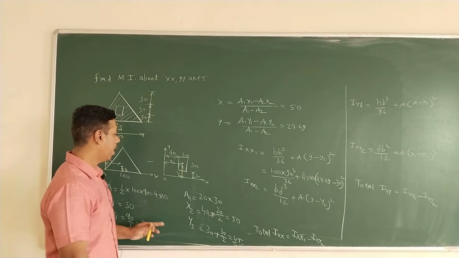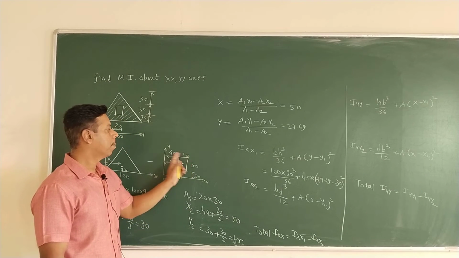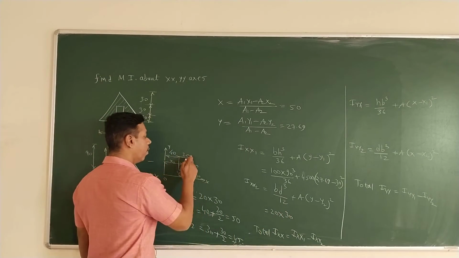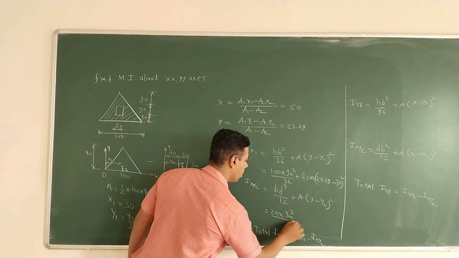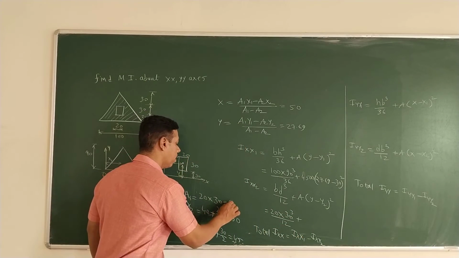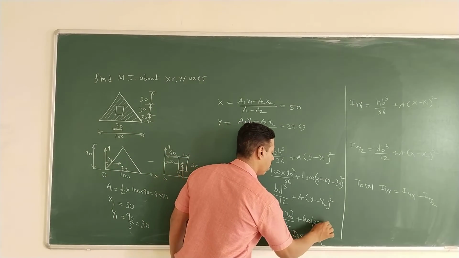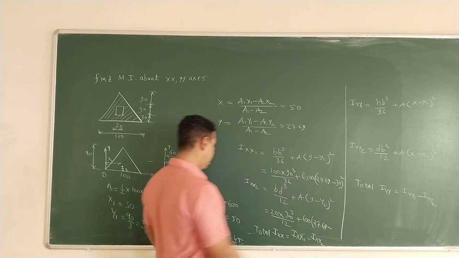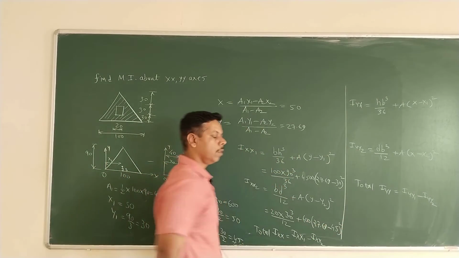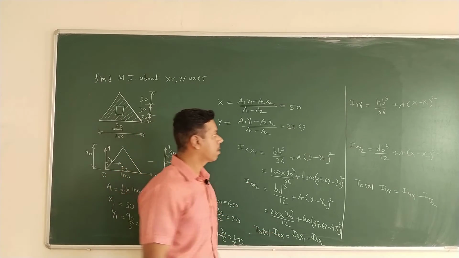Now second, for rectangle. For rectangle, B is always horizontal distance, breadth is 20. D is always vertical distance, depth 30 upon 12 plus area. Area of rectangle is 600. Y is 27.69 minus y2. Y2 is 45. So find out Ixx1, find out Ixx2 and then total Ixx.